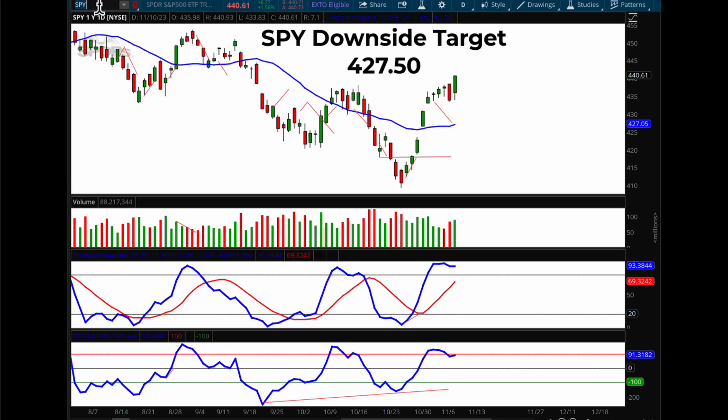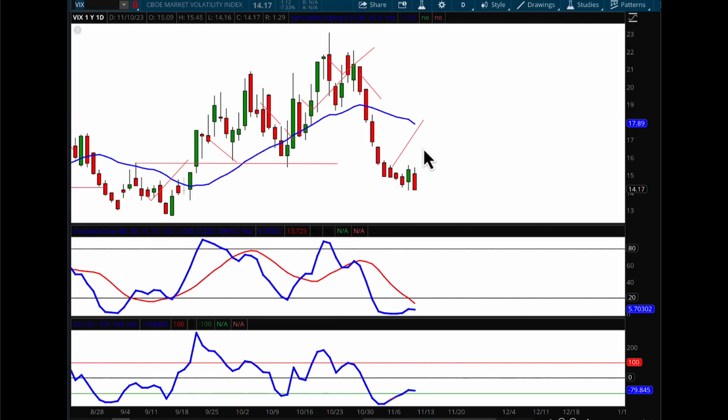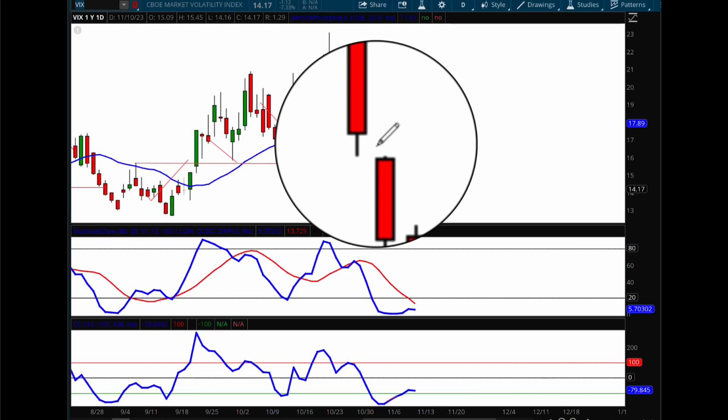Now, one of the reasons that I'm still keeping that downside target in SPY has to do with the VIX. I made a guarantee on Wednesday. I'm going to continue announcing that guarantee right there. Let me magnify that for you. Is a 1 penny gap on the VIX. It's the smallest gap that you're going to find anywhere.